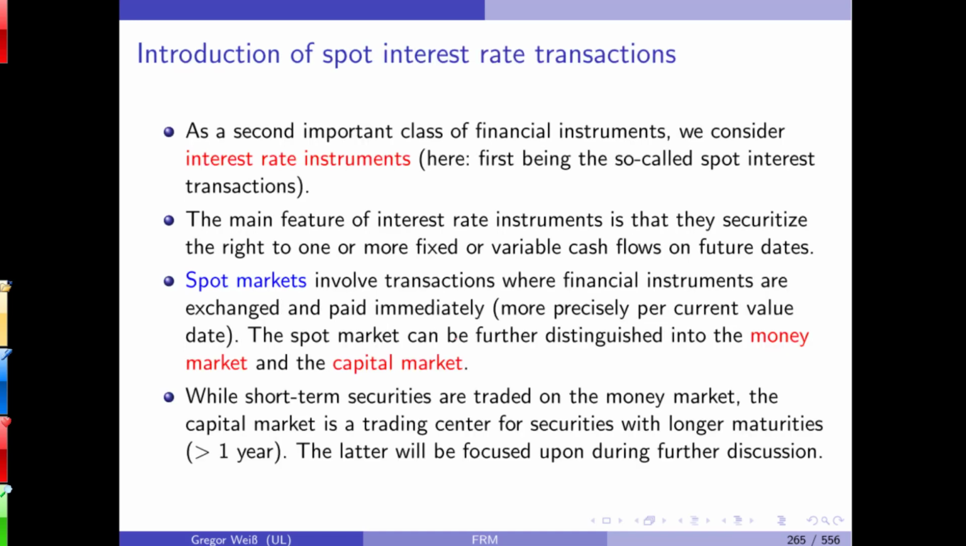And then you have linear pricing and pricing of linear assets here in the case of a stock investment. Second important class, interest rate instruments, also called spot interest transactions or fixed income products. Fixed income, in many cases, is synonymous for fixed interest rate payments. Something that is fixed, and in many cases it means fixed by a certain interest rate. We distinguish between spot markets and future markets. In a spot market, we have transactions where financial instruments are exchanged and paid immediately, not in the future. And the spot market can then further be differentiated into money market and capital market.